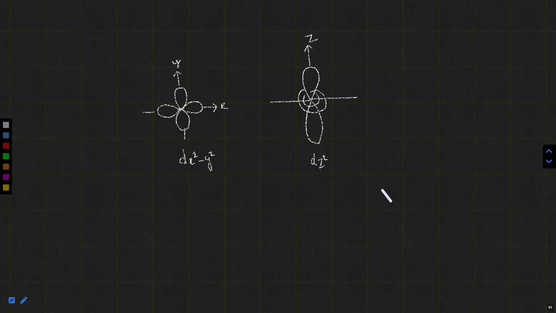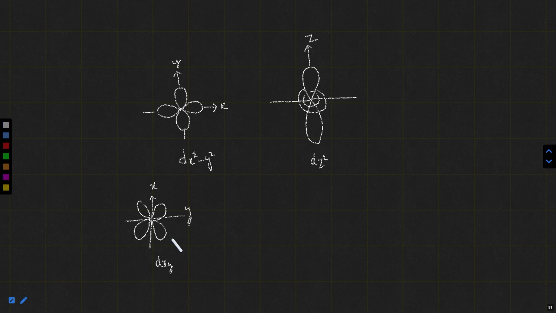Whereas in the case of the other ones, that is dxy, dyz, and dxz, they look like this. Suppose I am trying it for xy, then it would look like this. This is x, this is y. All of the lobes are between the axes: here, here, here, and here. So this one will be termed as dxy. Similarly, if you draw between x and z, it will be xz. If you draw between y and z, it will be yz. Now you can see very clearly that each of these lobes is not aligned along the axis.